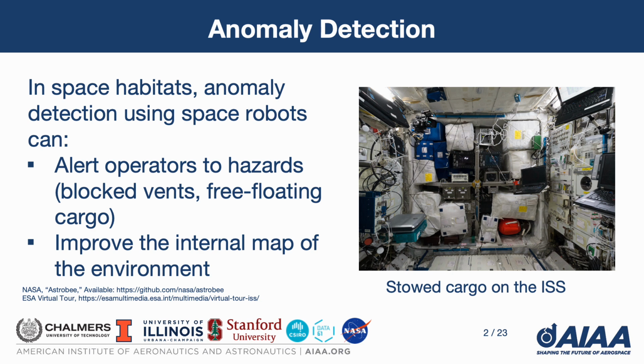Using robots to detect changes in the environment, we can alert astronauts and other operators to potential hazards, such as blocked vents and free-floating cargo. We can also improve the internal environment map without having to update the entire map each time.